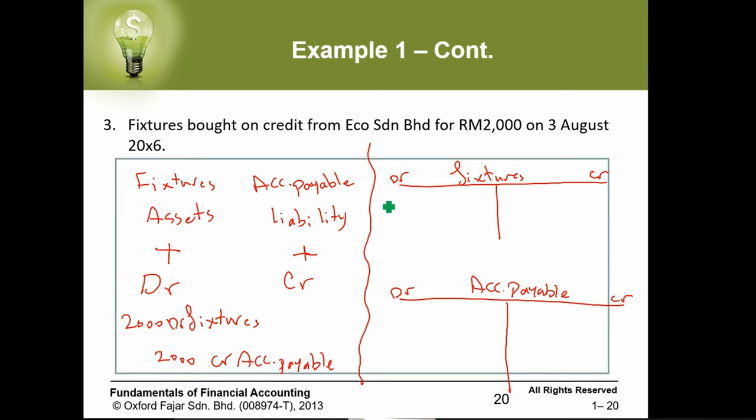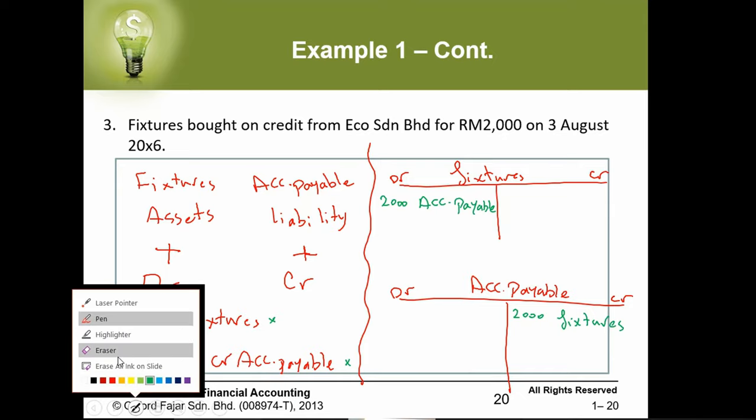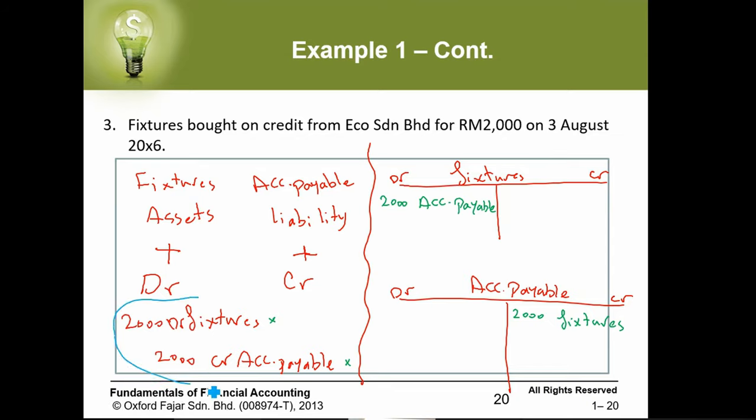So we go to the debit side of the fixtures, we put 2000. What do we write next to it? The other side of the transaction, which is accounts payable. Like this, we post the first part of the transaction. The second part, we go to the credit side of accounts payable. We have 2000 on the credit side, and we write the fixtures, the other side of the transaction. Writing the transaction here, we call it journalizing, and this here, we call it posting in the ledger.